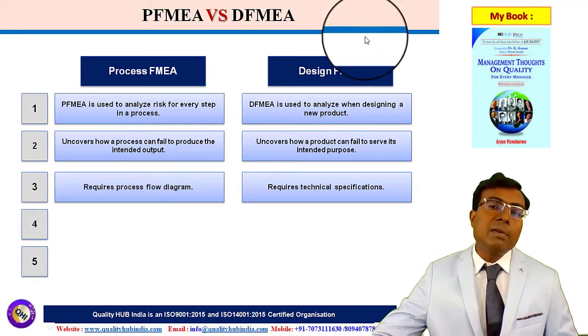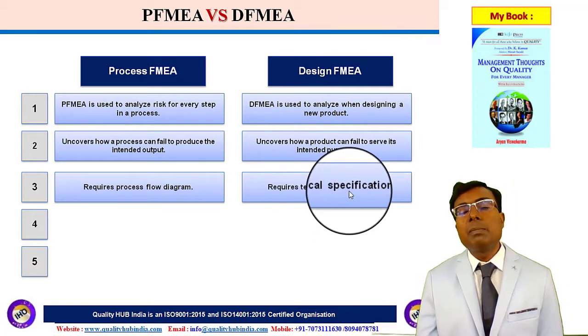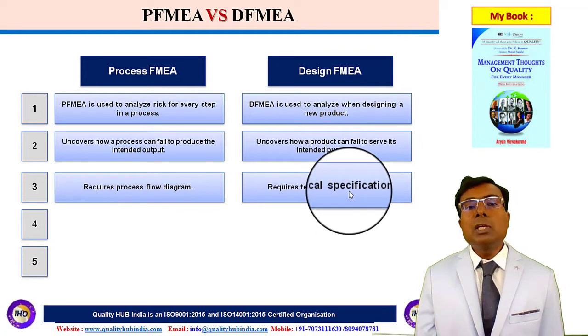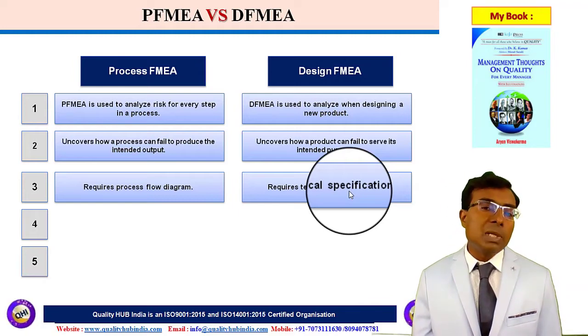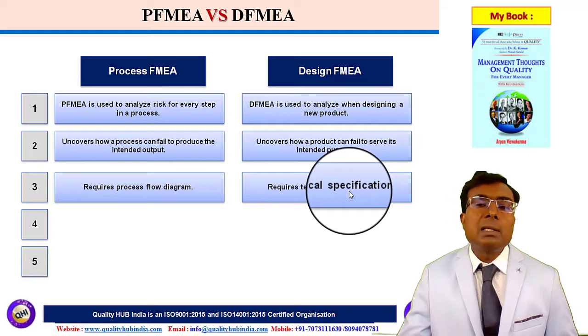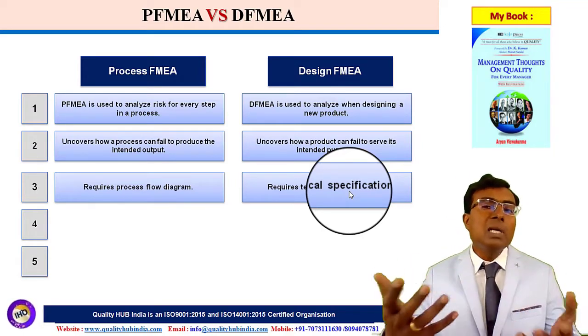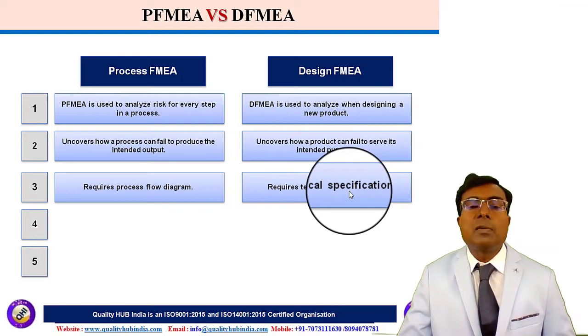Whereas for design FMEA, we require various technical specifications. For example, if we are manufacturing a product, we would like to know what is the intended use of that product, where that product is going to be used, who is going to use it, so that we can have various technical specifications which would help us in defining the dimensions or various features.